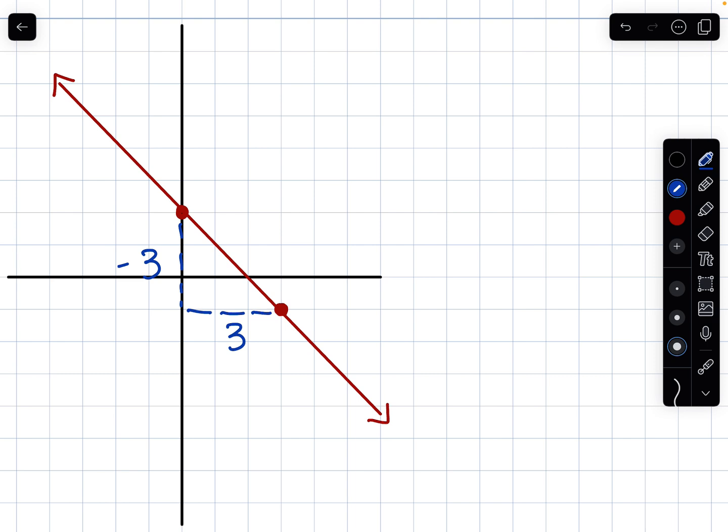Okay. So then, Aiden, if I'm writing this as a fraction, what would my fraction be? -3 over 3. Okay. Can I divide 3 by 3? Yes. What's 3 divided by 3? 1. And I have that negative, so my slope is going to be -1. Okay. Make sense? All right.